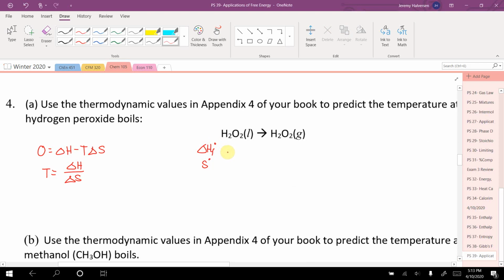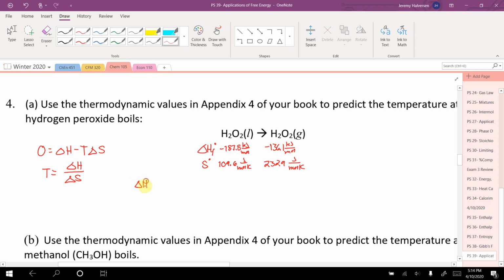So H2O2, let's see how I have these written. So H2O2 is going to be negative 136.1 kilojoules per mole and 232.9, except I think that's H2O2 as a gas, and H2O2 as a liquid is negative 187.8 kilojoules per mole. These units are wrong, and 109.6, but these are joules per mole K.